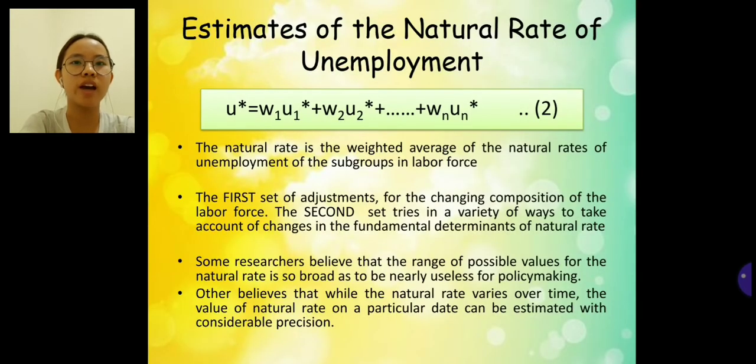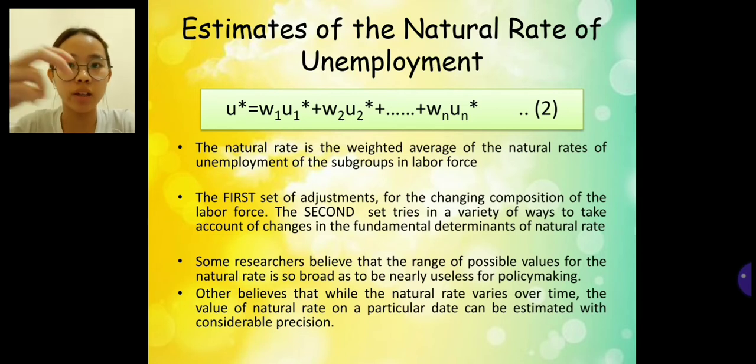The last is about the estimates of the natural rate of unemployment. I will not explain more about the equation because my partner before already explained it, since it is really the same as equation 1. But the difference here is, for this equation, the natural rate is the weighted average of the natural rates of unemployment of the subgroups in the labor force. The first set of adjustments is for changing composition of the labor force, and the second set tries in a variety of ways to take account of changes in the fundamental determinants of the natural rate.